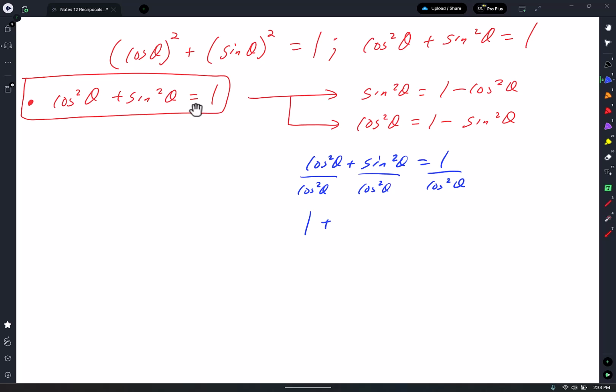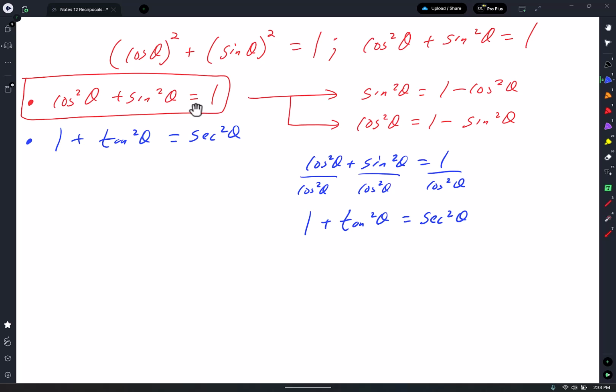Sine squared over cosine squared, that's going to be what? Tan, but put a squared on it, because they're both squared, so tan squared. Do you see what we're doing? What is 1 over cosine squared? What's 1 over cosine? Secant, but because I have a square in the bottom, secant squared. That is your second bullet. So write second bullet and write 1 plus tan squared theta equals secant squared theta.